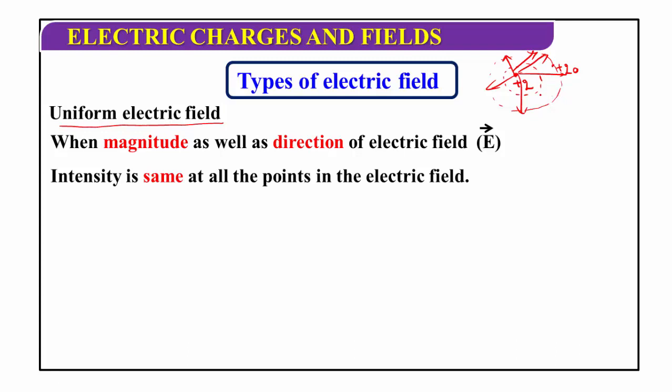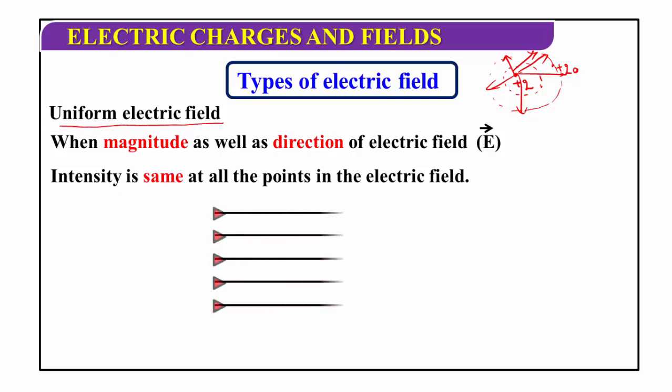When the magnitude as well as direction of electric field, or electric field strength, or electric field intensity is the same at all the points, then it is called uniform electric field. The word itself says the electric field is uniform in that space. And electric field is a vector quantity.